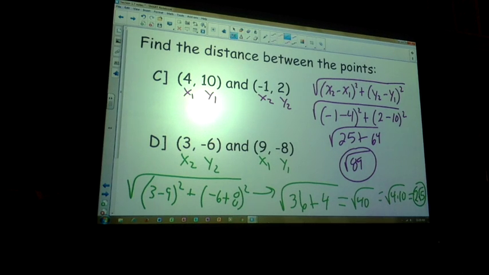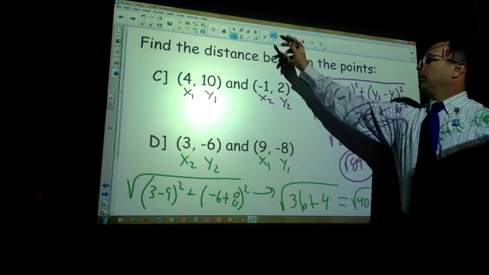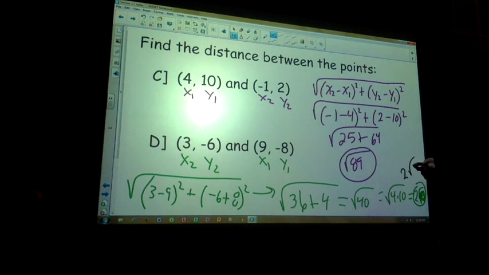Wait, why is it 5? Oh, it should be 10 because I'm not paying attention. Yeah, of course, I've made it a big mess now. That's 2 square root 10.